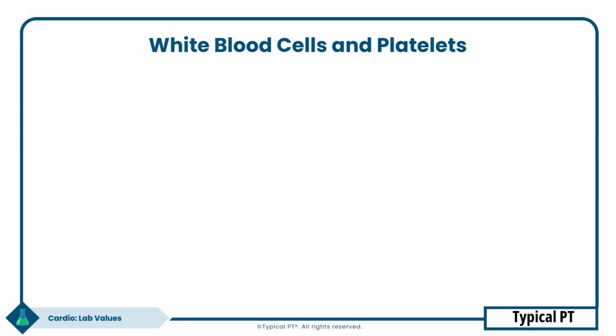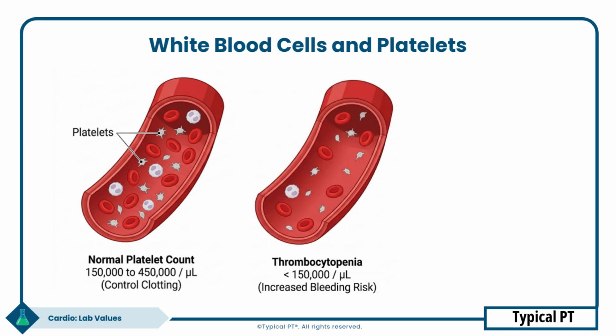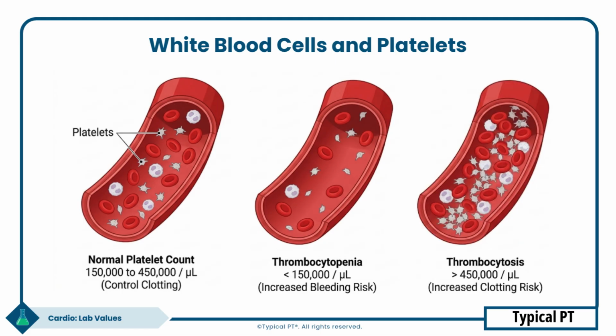Platelets control clotting. Normal range is 150,000 to 450,000 cells per microliter. Below 150,000 is thrombocytopenia with increased bleeding risk. Above 450,000 is thrombocytosis with increased clotting risk.